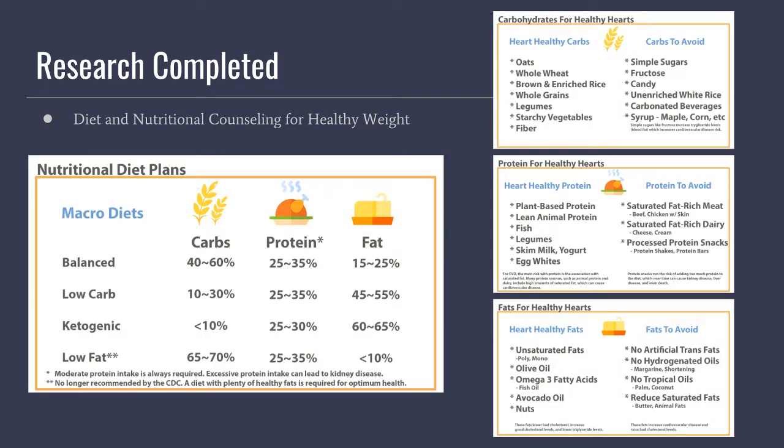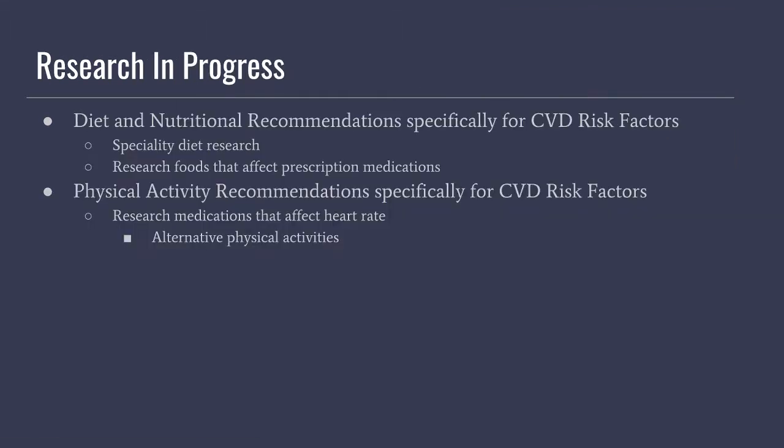We also have research for different diet plans, including what are heart healthy carbs, proteins, fats, and what fats, proteins, and carbs should be avoided. So which ones can be included on our diet plans and which ones cannot be included on our diet plans, as well as some example diets such as balanced, low carb, ketogenic, and the amount of carbs, proteins, and fats that are part of those diets.